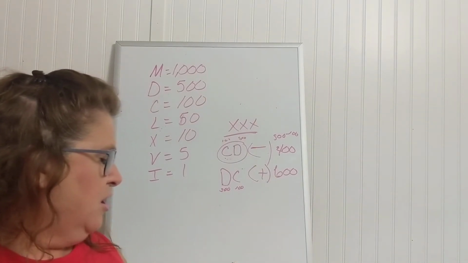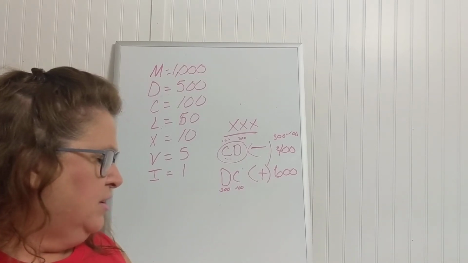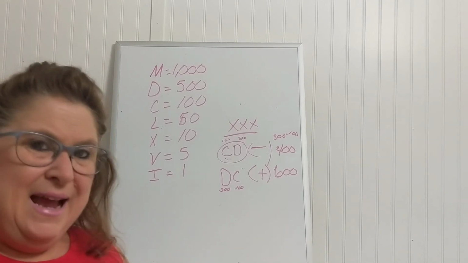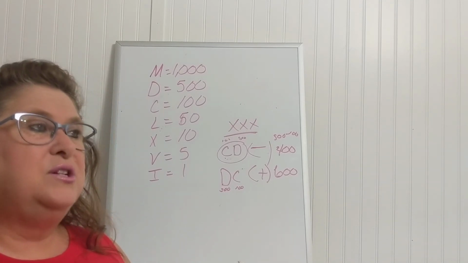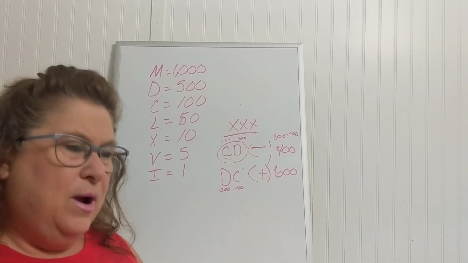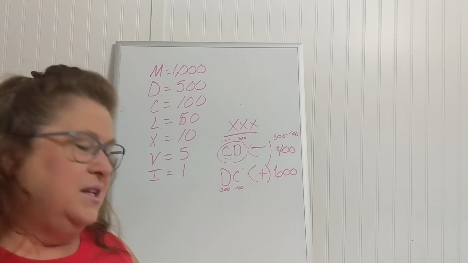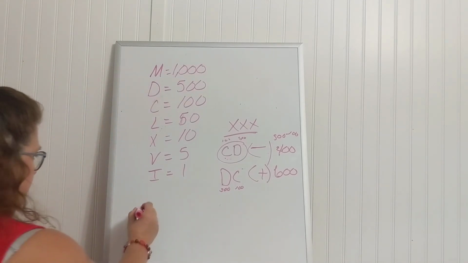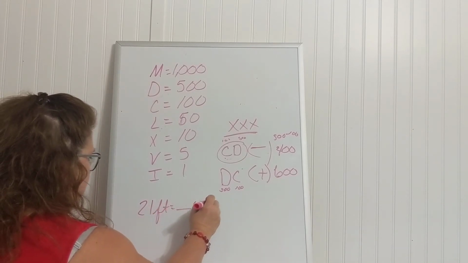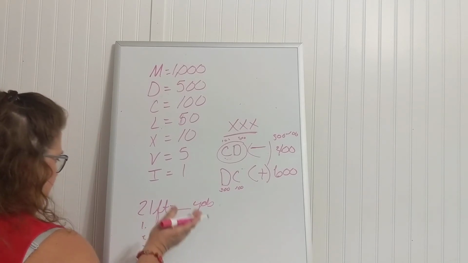On section 4, solve these measurement equations. 21 feet plus 7 yards equals how many yards? We can't add feet and yards together, so this is just a simple equation of what we have already been doing. So you're just going to take your 21 feet. 21 feet equals blank yards. Okay? 1, 2, 3. We know how to do this.